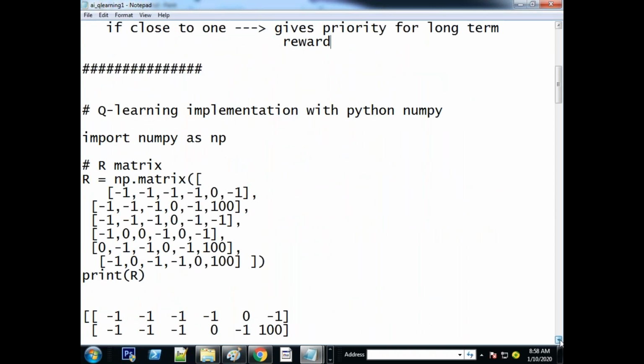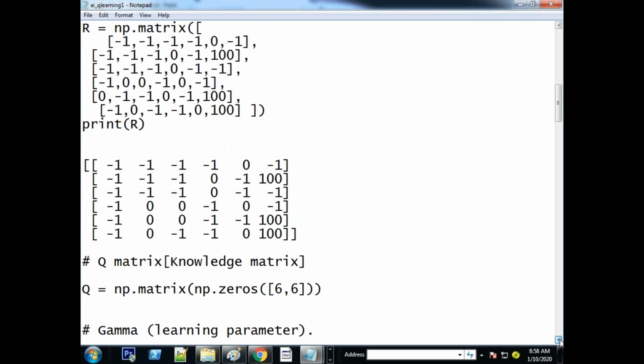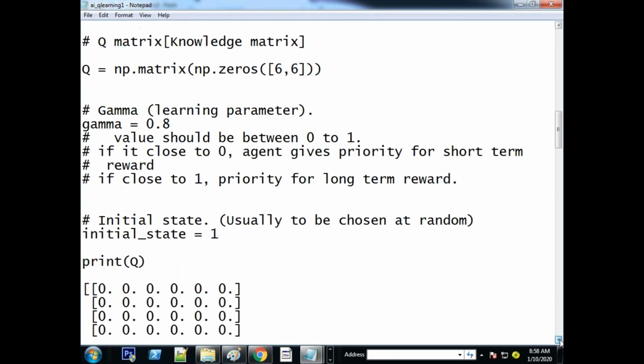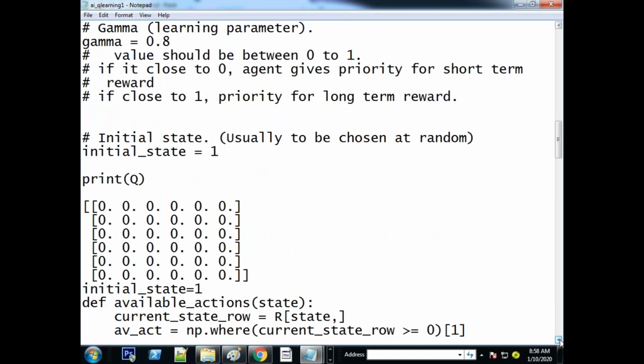Now look at the value. What is our value? 0.8. Okay. Now I'm going to start training. Before training my agent, we need to prepare some functions. I'm taking one variable called initial state. So initial state is what here? 1. That means we are keeping the agent in room number 1.